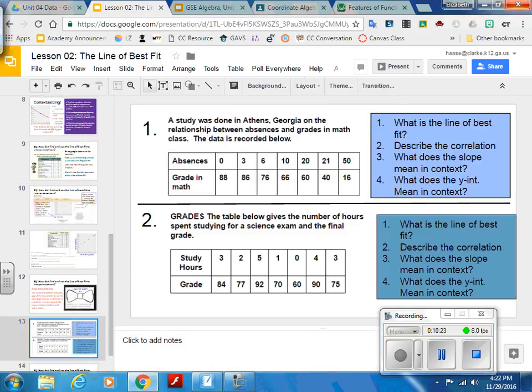All right, for your work period, last but not least, here are two problems that I want you to graph in ShowDoor. Write down the line of best fit. Tell me about the correlation. Is it strong, positive, weak, negative? Then tell me what the slope and y-intercept mean in context. I will collect this at the end of the period. So take your time, type these into ShowDoor, and answer questions 1 through 4 on each of the examples.